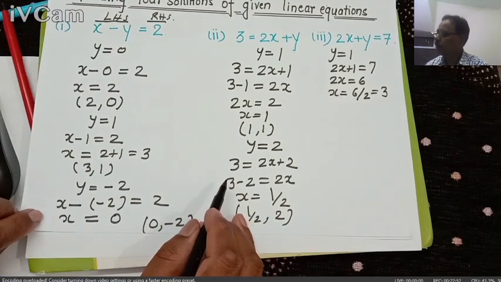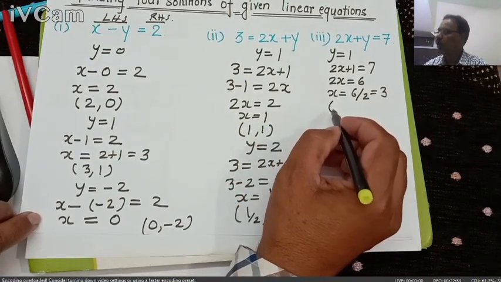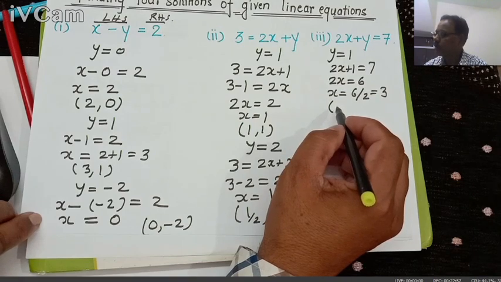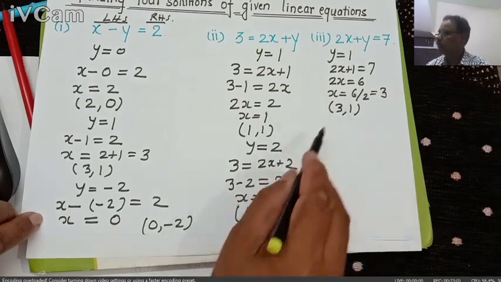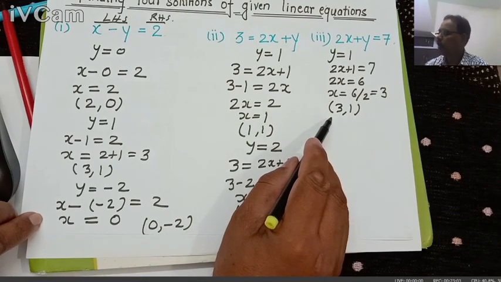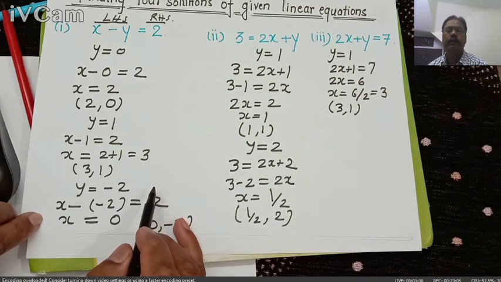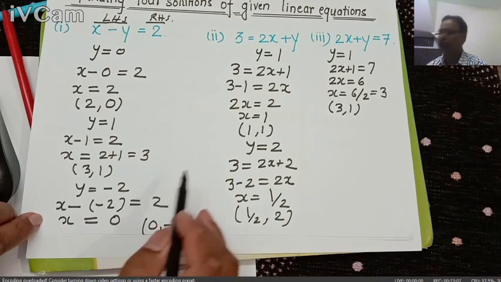Understand? So the first solution or root of the equation, we can say that (3, 1): 3 value of x and 1 value of y. Understand?